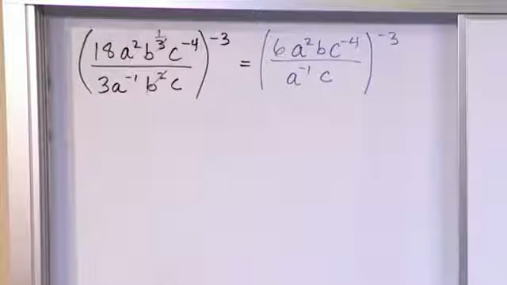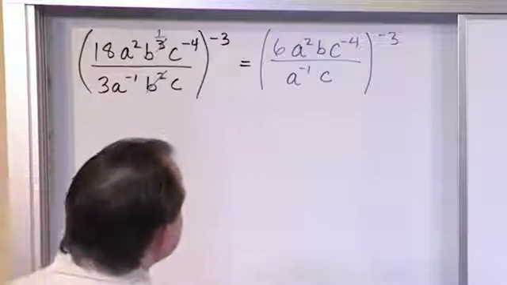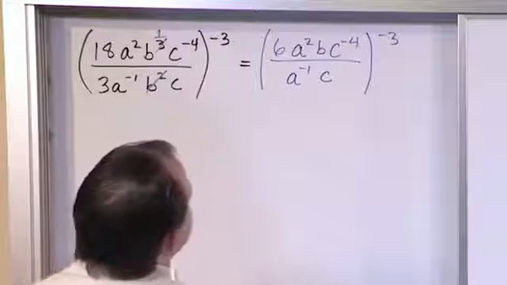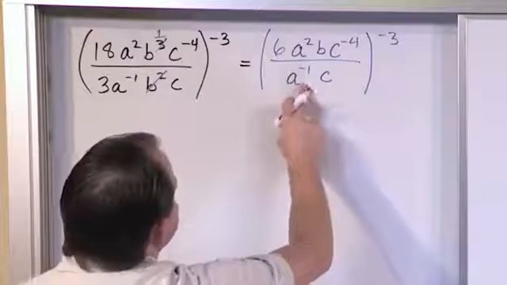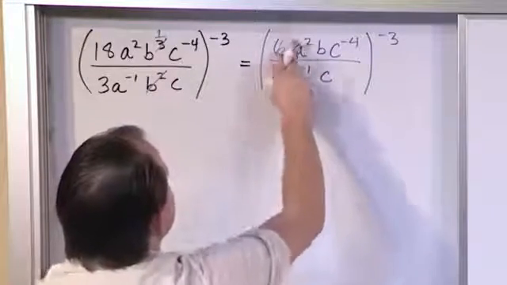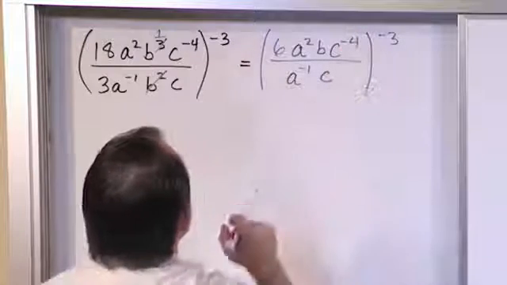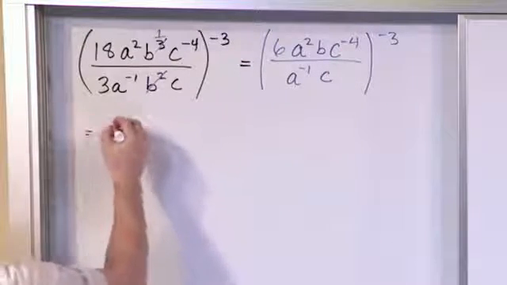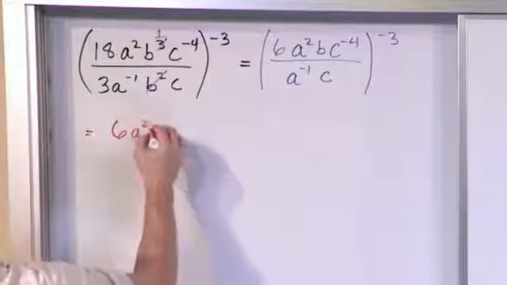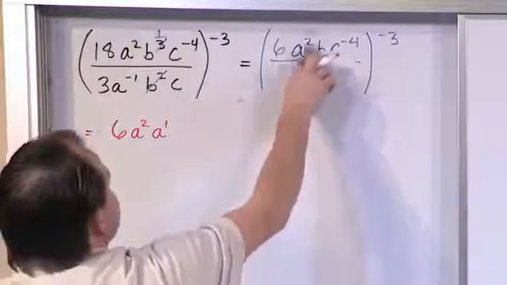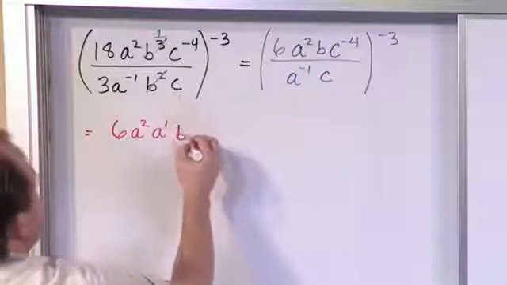And what are we going to do next? There are a million things you could do next, but ultimately I want to go ahead and just make all of the exponents positive. So let me take my a to the negative 1 and move it upstairs, and let me take my c to the negative 4 and move it downstairs. So what I'm going to have is 6a squared times a to the 1st power, that's because this moves upstairs and makes it positive, times b.